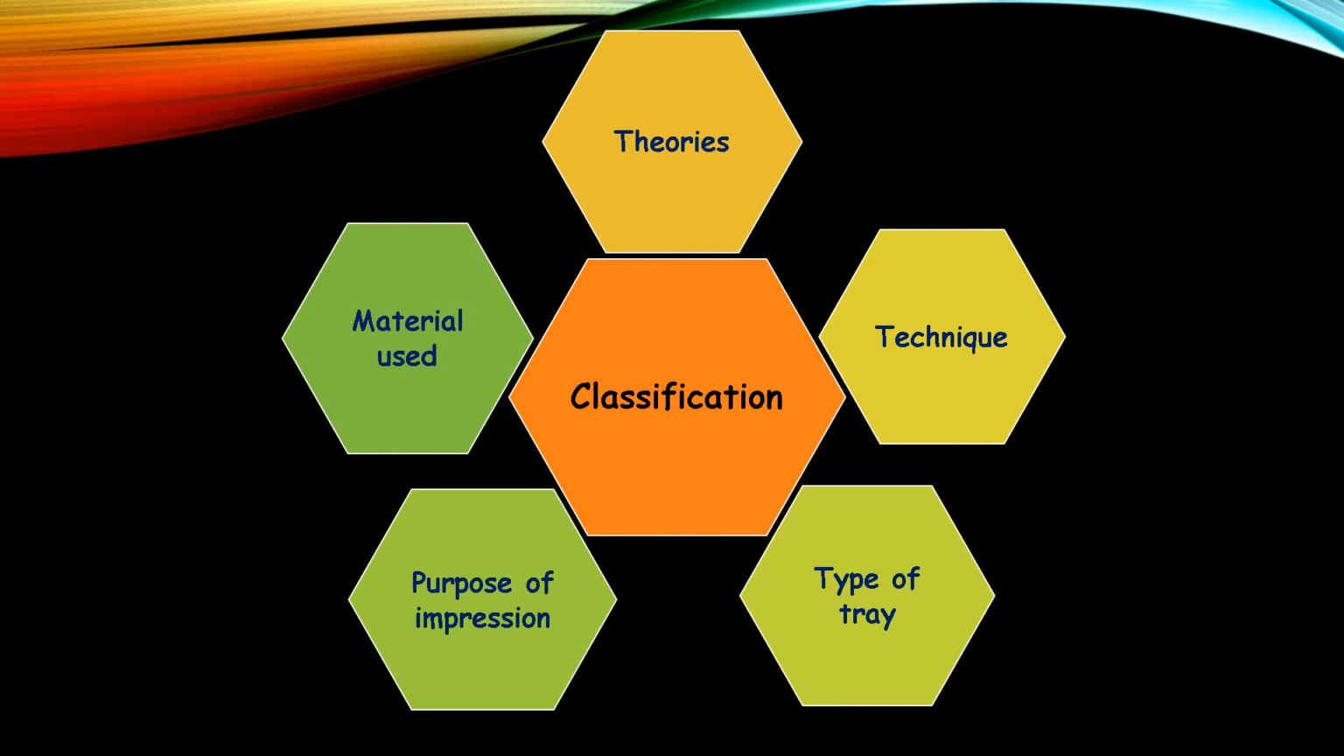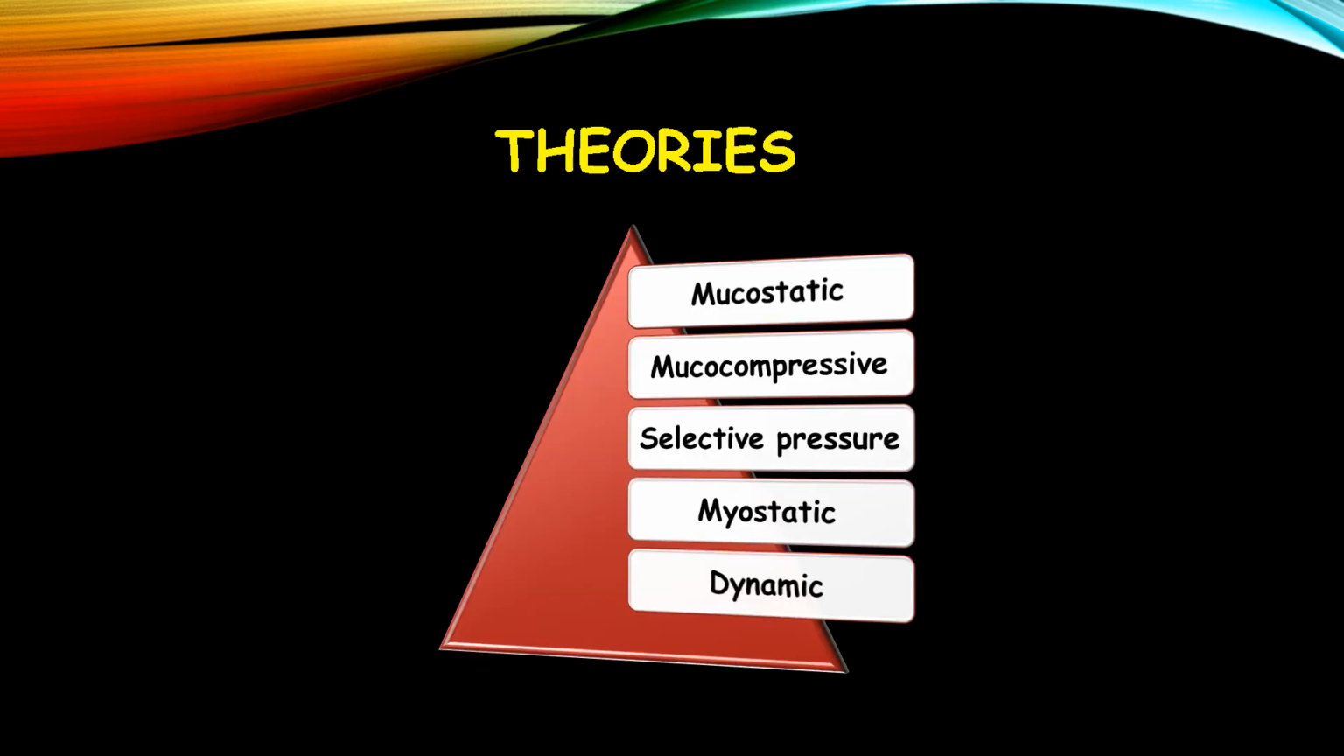So coming to the classification of impressions. Impressions can be classified on the basis of theories, technique, type of tray, purpose of impression and the material used. So coming to the theories, depending on the theories of impression making, it is classified into 5: mucostatic or passive impression, mucocompressive or functional impression, selective pressure impression, myostatic impression theory and dynamic impression theory.